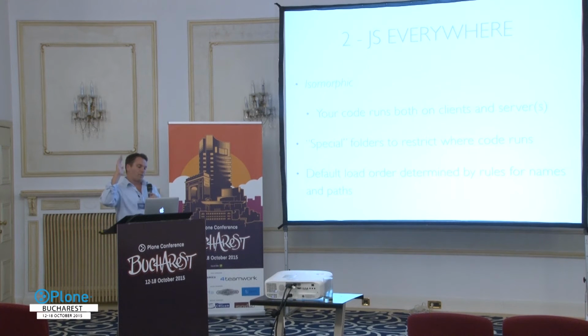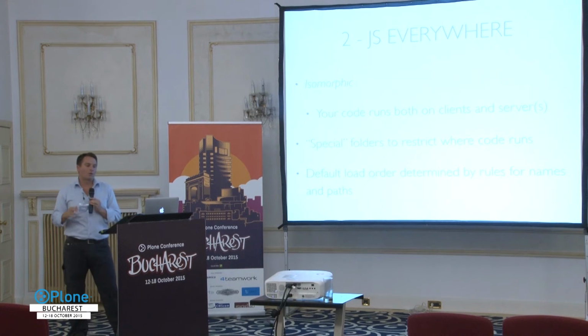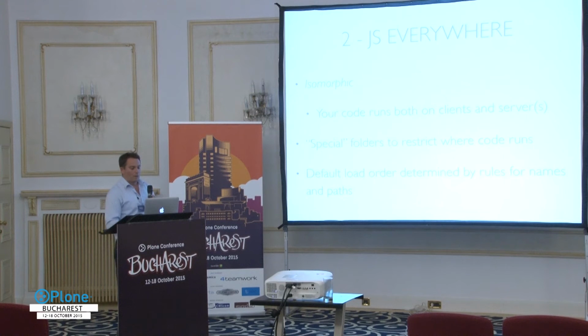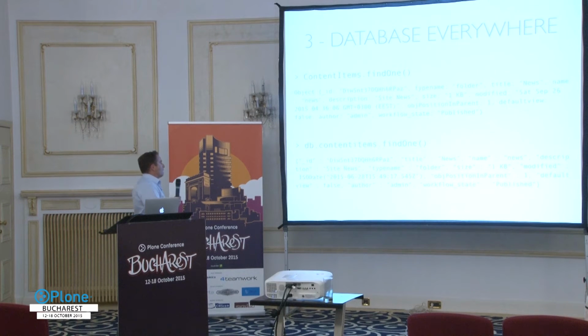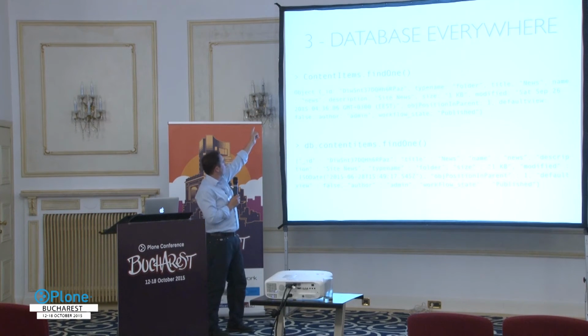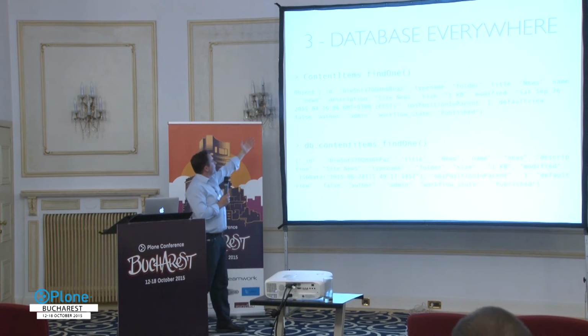And then you have a certain default load order, also by convention, which is configurable. Then database everywhere. This I would have shown you in the console. Up above is what you can run in the JavaScript console in the browser. I have a collection called content items, and I use the Mongo function on that collection. And I return a JSON object.